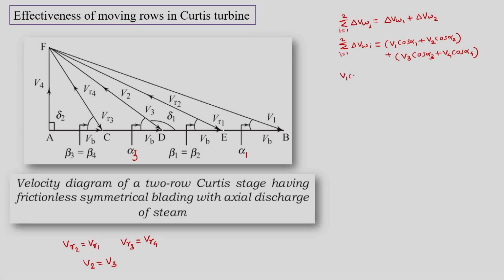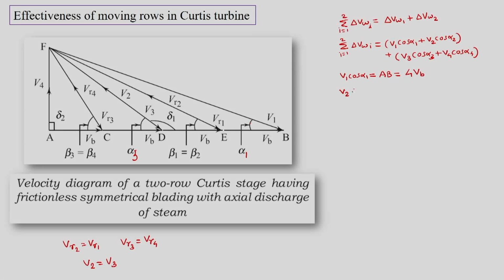Now we know V1 cos alpha 1 from this diagram is equal to 4 VB. Each line corresponds to VB. So V1 cos alpha 1 is the complete AB. Since V1 cos alpha 1 is AB, we know AB is equal to 4 VB.